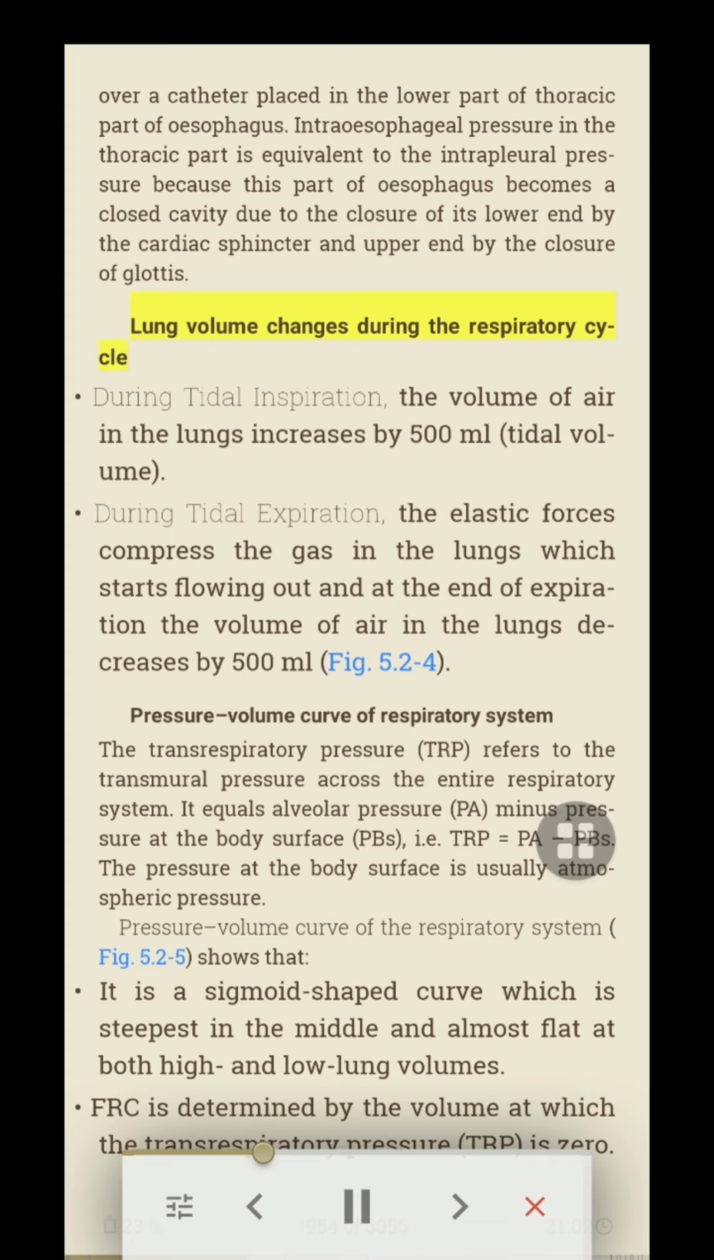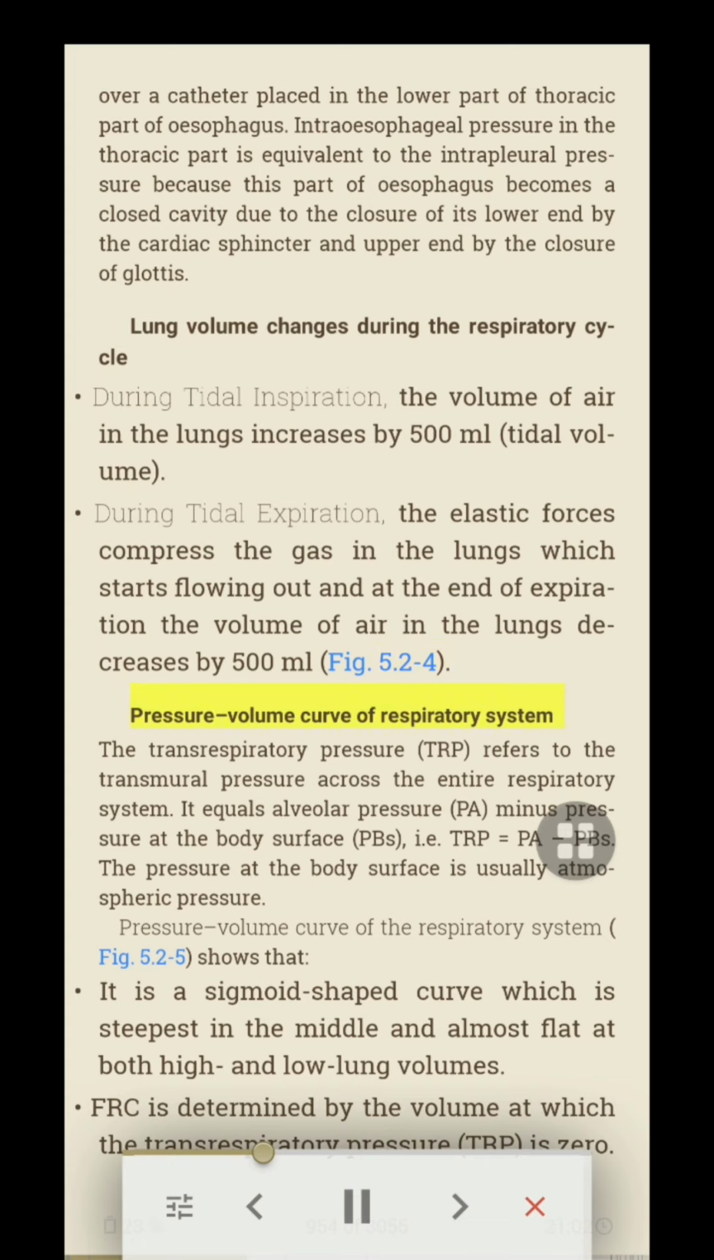Lung volume changes during the respiratory cycle. During tidal inspiration, the volume of air in the lungs increases by 500 milliliters, tidal volume. During tidal expiration, the elastic forces compress the gas in the lungs which starts flowing out, and at the end of expiration the volume of air in the lungs decreases by 500 milliliters, Fig. 5.2-4.